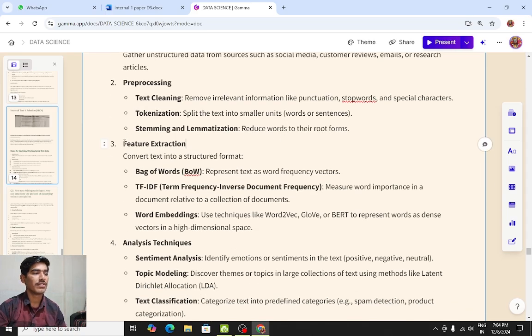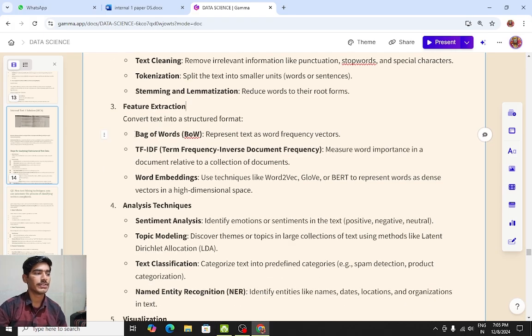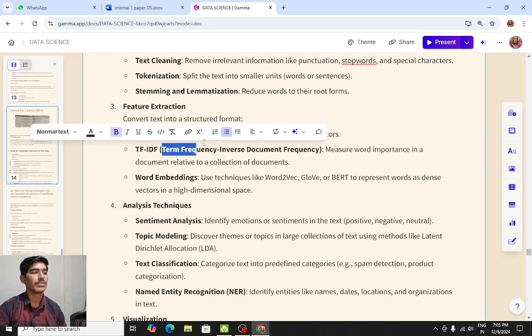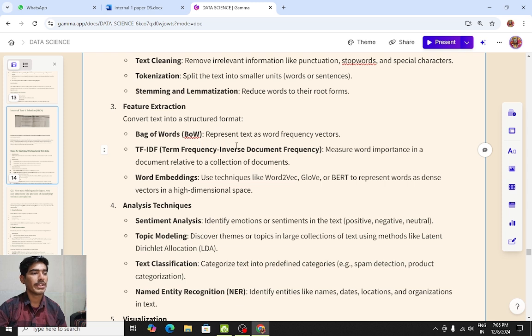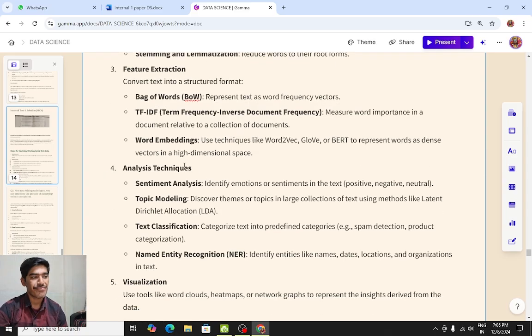Now, the third point is feature extraction. Convert text into a structured format. In this feature extraction step, there are three techniques. First is bag of words, that means BOW, which represents text as a word frequency vector. Second is TF-IDF, that means term frequency inverse document frequency, which measures word importance in a document relative to a collection of documents. Now next is word embedding.